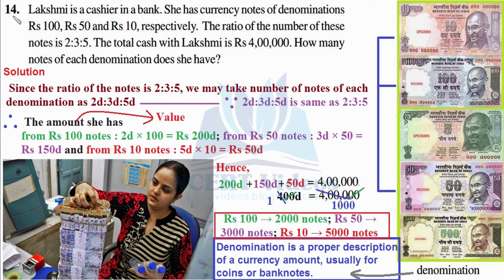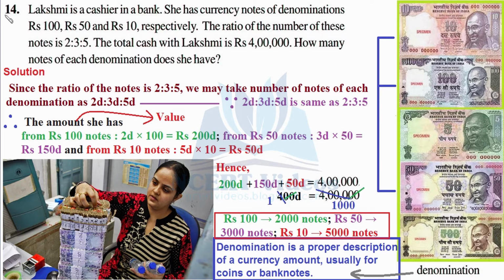Question number 14. Lakshmi is a cashier in a bank. She has currency notes of denominations rupees 100, rupees 50 and rupees 10 respectively. The ratio of the number of these notes is 2 is to 3 is to 5. The total cash with Lakshmi is rupees 4 lakh. How many notes of each denomination does she have?